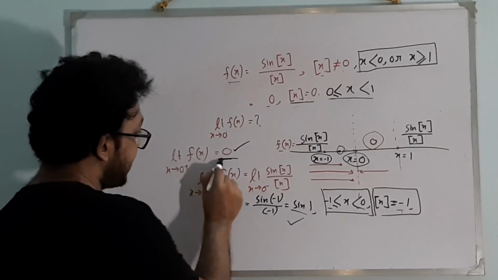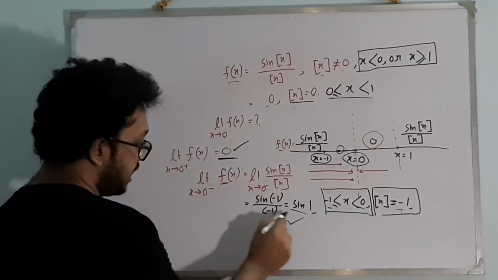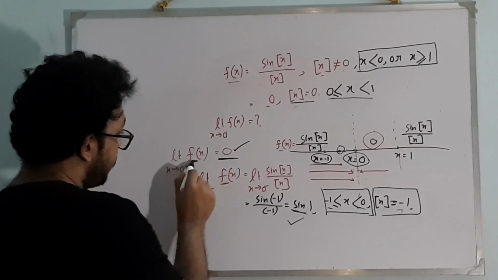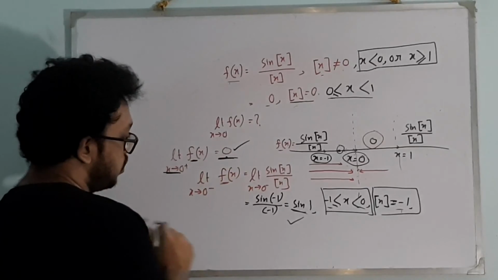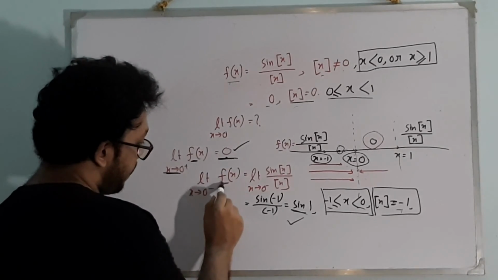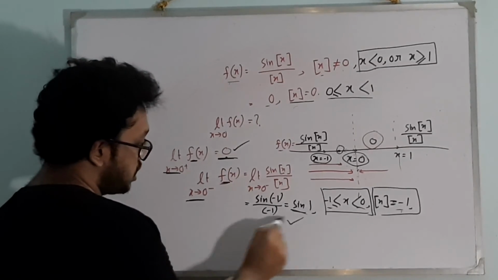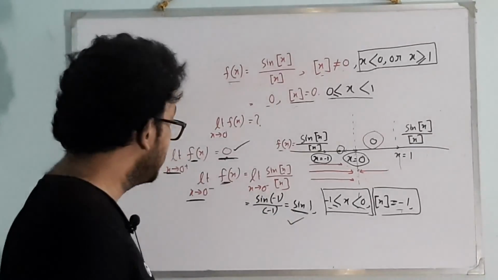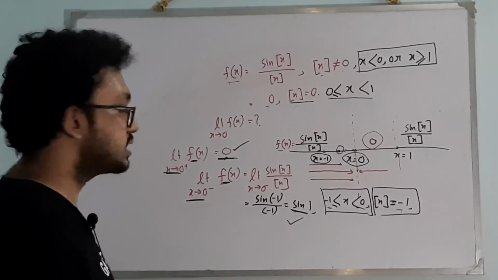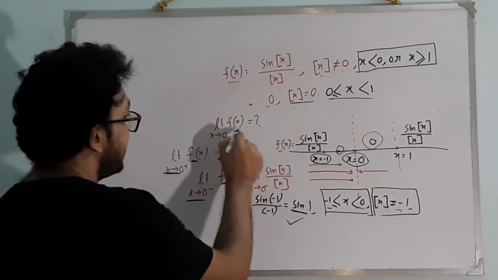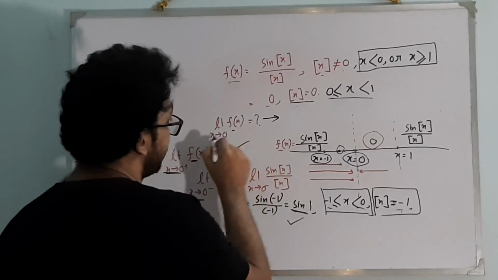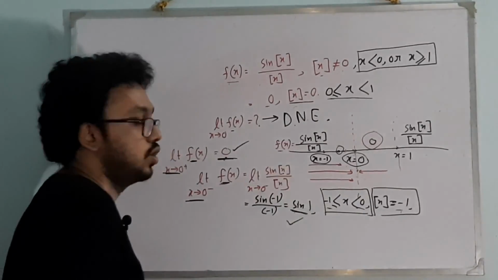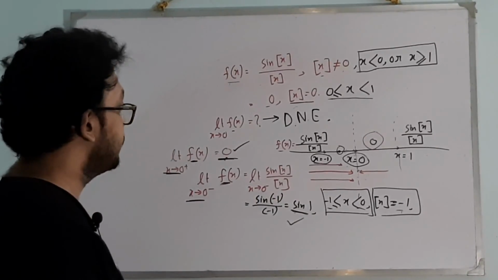So here the right hand limit is 0, whereas the left hand limit is sine of 1. See, the right hand limit of f(x) at x equal to 0 is 0, whereas the left hand limit of f(x) at x equal to 0 is nothing but sine 1. 0 is clearly not equal to sine 1. So the right hand limit is not same as the left hand limit. So clearly the limiting value of this function f(x) at x equal to 0 does not exist. DNE means does not exist. So I hope that the concept is clear.